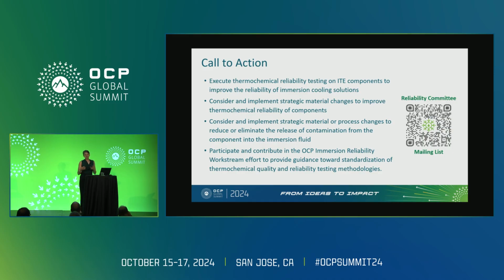Because even though you have one particular contaminant, it may not be a problem, but if it decides it wants to react with something else, it could be a problem. And this means that as component vendors, we have to consider and implement strategic material changes to improve the thermochemical reliability of components. Specifically, sometimes you have to make changes to make it more reliable for the fundamental material compatibility, but sometimes you may have to make changes to say, okay, I'm not going to release as much contamination into the fluid. We even did this on a couple of our things: we can make small changes and it will improve things. Consider and implement strategic material or process changes to reduce the contamination and participate in the work streams.